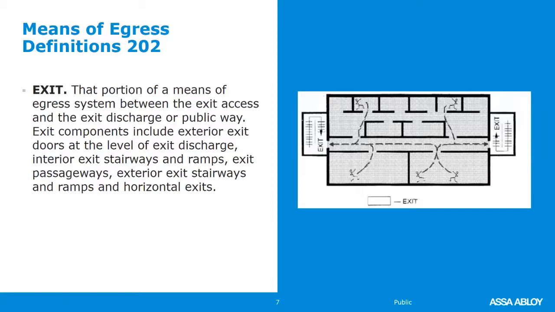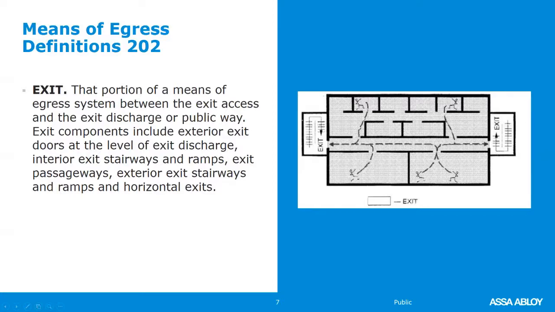Exit components include exterior exit doors at the bottom, at the level of exit discharge when you're going to the outside, but exits also include interior exit stairways and ramps, exit passageways, exterior exit stairways and ramps, and horizontal exits. And you will see horizontal exits used in hospitals quite frequently. But this is a stair. The white area is an exit.